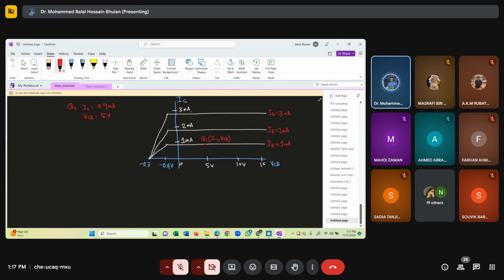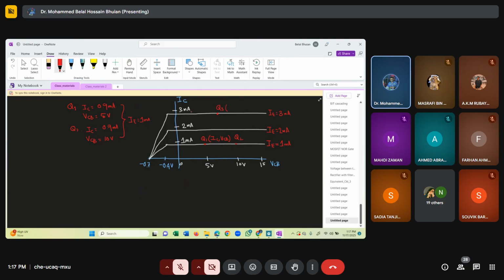Let's take another point here, Q2. For Q2, you can say IC is equal to what? The same 0.9. Current doesn't change. But VCB is, let's say, 10 volt. At the same time, we get another piece of information: in both cases, IE is equal to 1 milliampere.